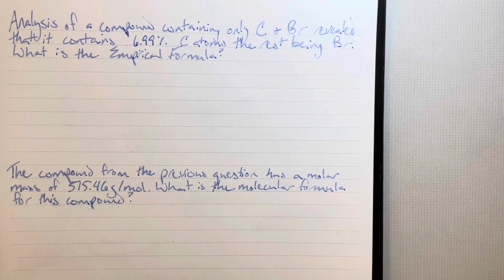Analysis of a compound containing only carbon and bromine revealed that it contains 6.99% carbon and the rest being bromine. What is the empirical formula?